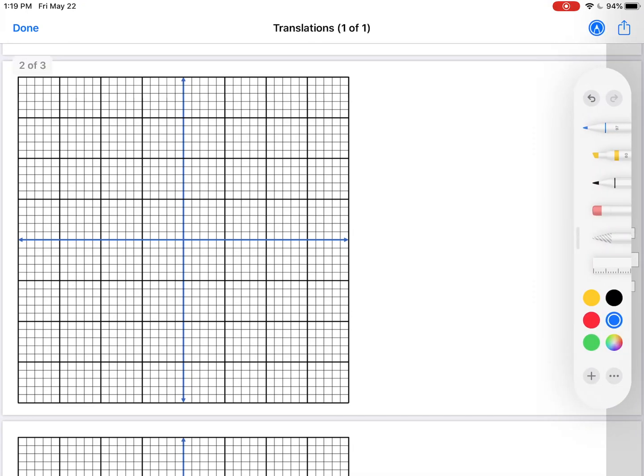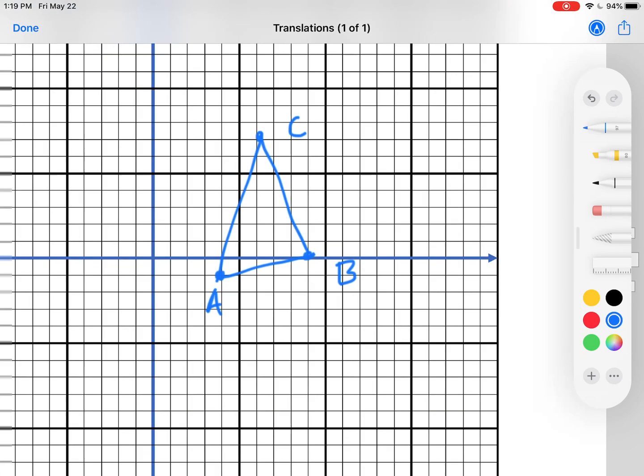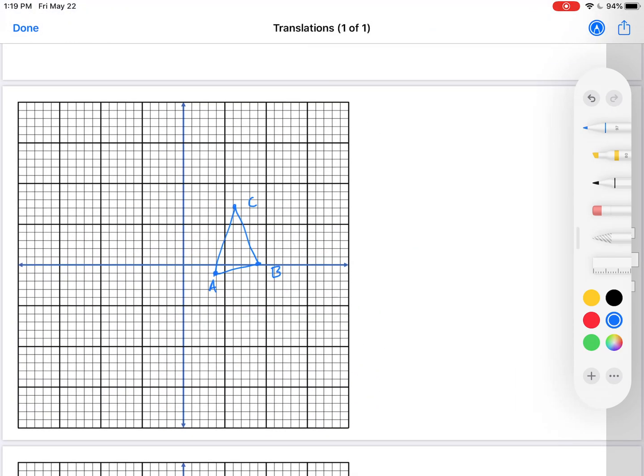Okay, let's see what that looks like on a coordinate plane. So here's a coordinate plane. I'm going to draw a triangle in it. All right, so first I want to focus a little bit and I'll put in some points. There's a point. I'll call that point A. Here's a point. I'll call that point B. And here's a point. I'll call that point C. Connect the dots. There is my triangle.